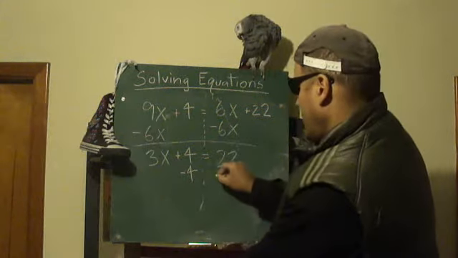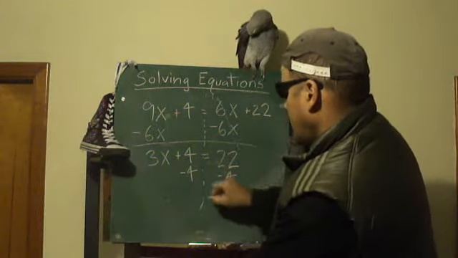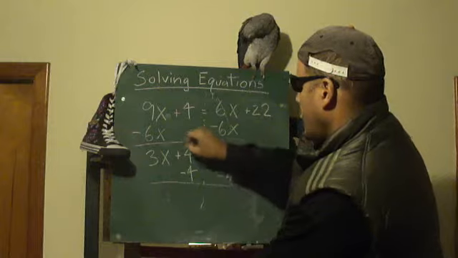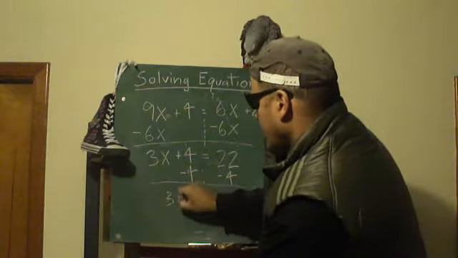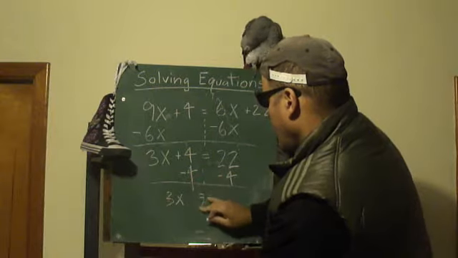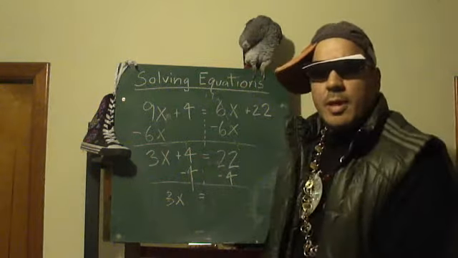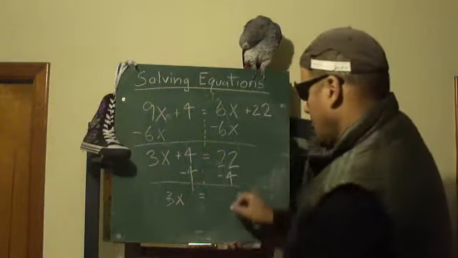Subtract 4. Nice. Okay, this is gone. Bring everything down. We're left with 3x equals 22 minus 4. Anyone? 18.